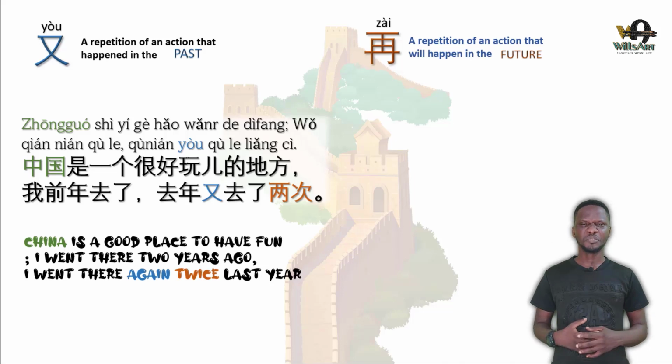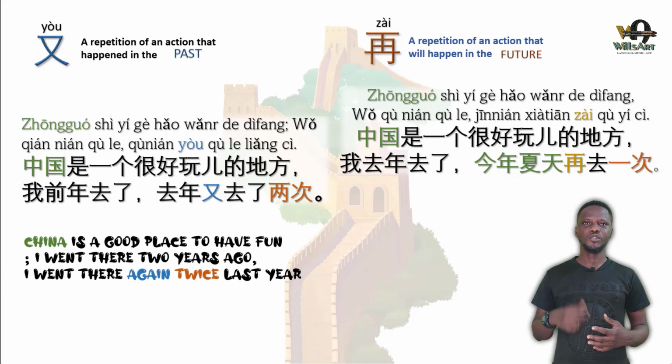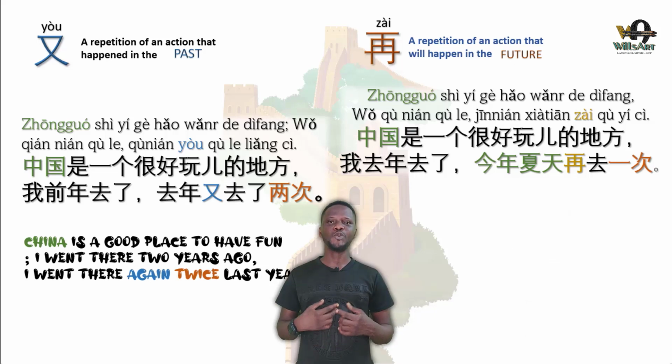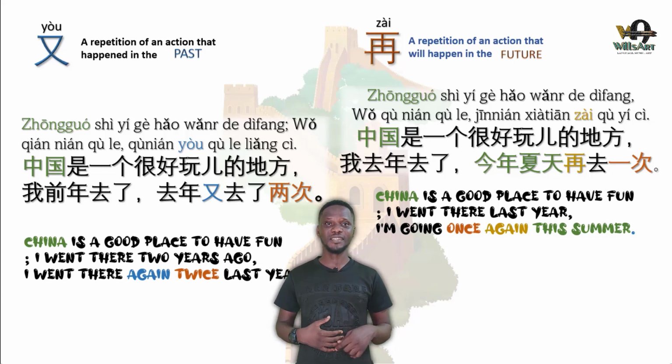So let's say I'm still planning to go there this summer. So how am I going to say that? 中国是一个好玩的地方。我去年去了，今年夏天再去一次。China is a good place to have fun. I went there last year. I'm going once again this summer.